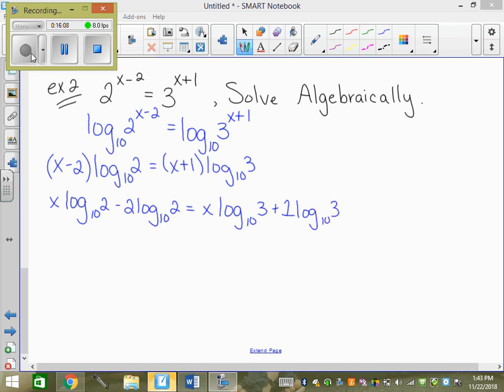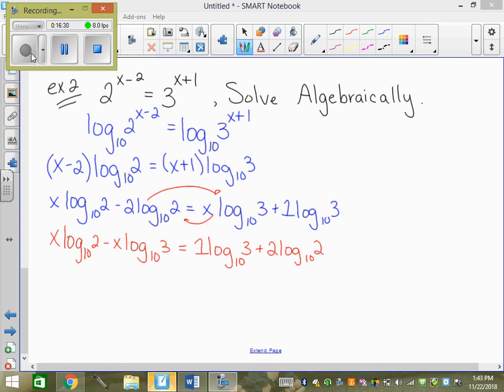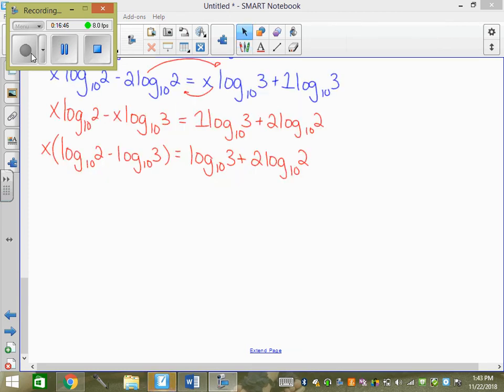The next step, let's get the x's all to one side. I'm going to move it to the left. So I'm going to subtract it over. X log 10 of 2 minus x log 10 of 3. So I'm moving this to this side, but then I have to move this to this side because it doesn't have an x. So I'm going to get equals 1 log 10 of 3 plus 2 log 10 of 2. Then I'm going to take an x out. Log 10 of 2 minus log 10 of 3 equals log 10 of 3 plus 2 log 10 of 2. Divide it over.